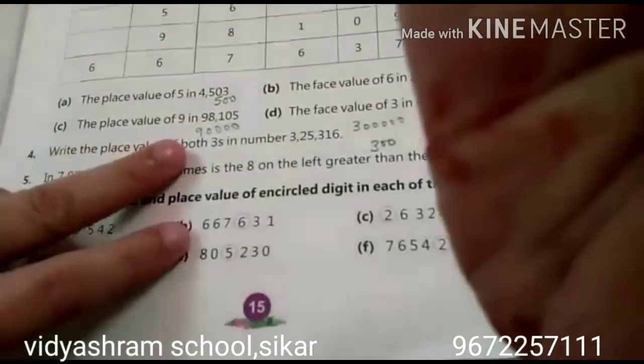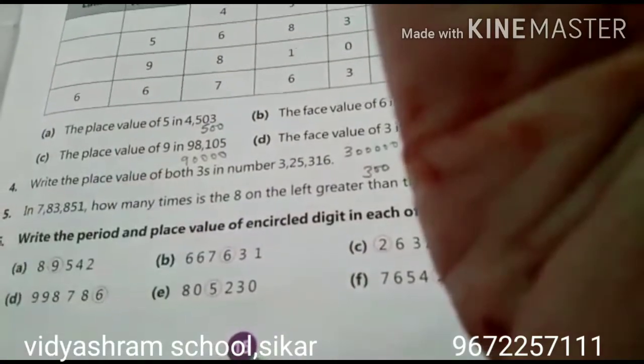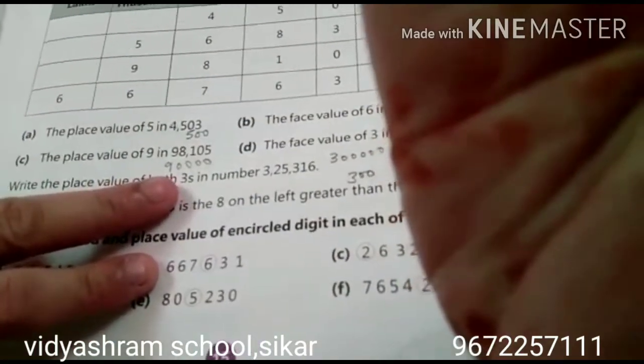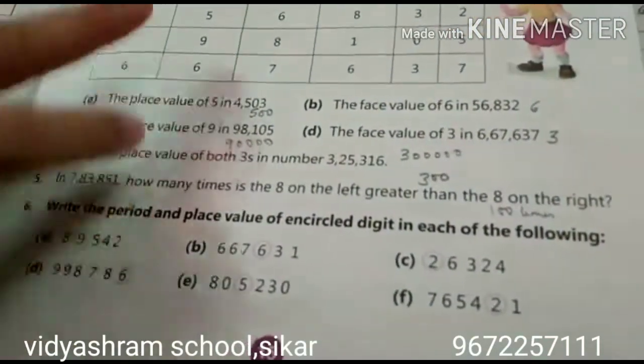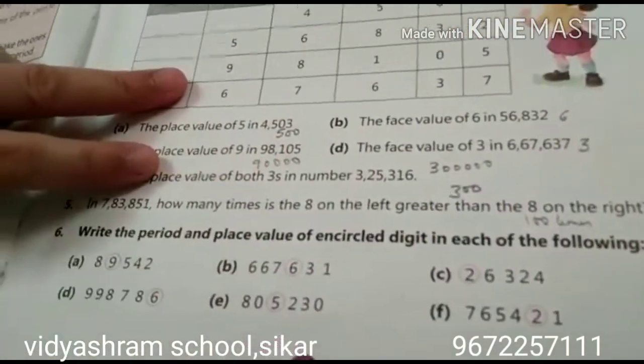8,105. So what will be the place value of this? This will be 90,000. You can check the place value of 9 here. See here, 9 is at the place of 90,000.